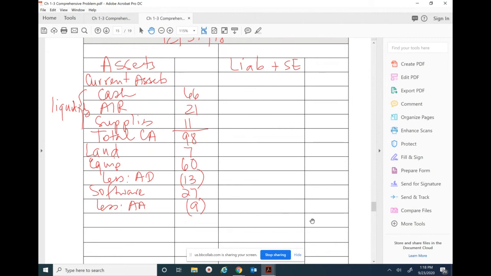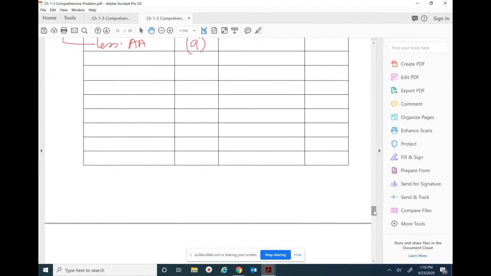So once I list all of my assets, I have to total them. So I have $98 in current assets plus 7 plus 60 minus 13. Note that I am subtracting the contra asset accounts. So 98 plus 7 plus 60 minus 13 plus 27 minus 9. I'm ready now to total up all the assets and provide a total asset number of 170. This is my final answer here.